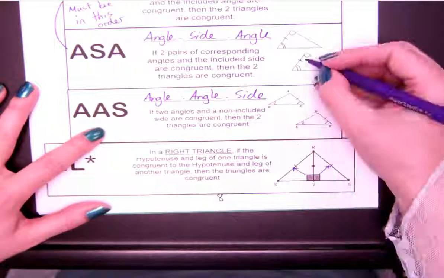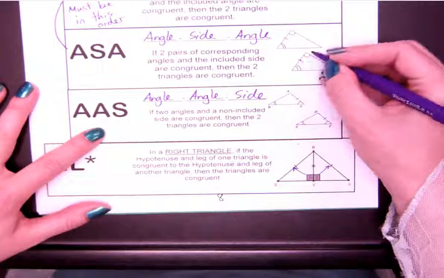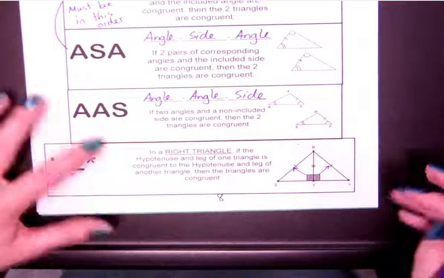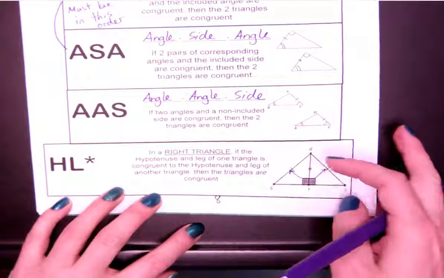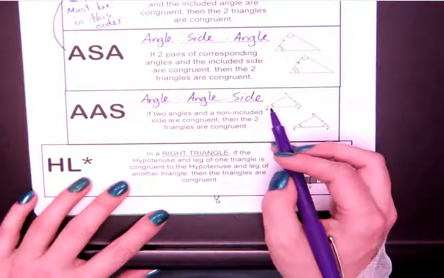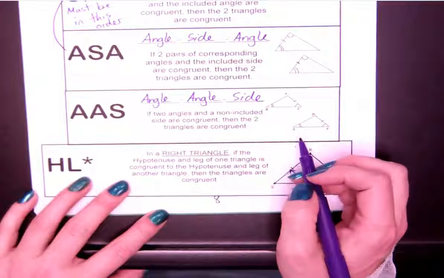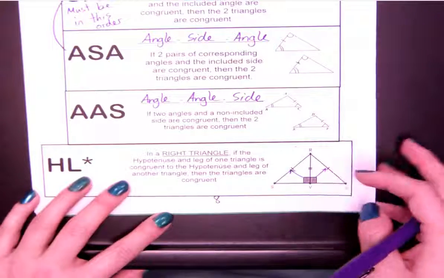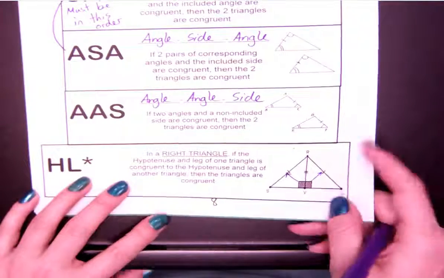Yeah, so see how here the side is in between those 2 angles? And here the side is over to the side. So it's just the order of it. Making a little more sense? The order matters, because it's what proof are we using. So you just have to pay attention to the order of it. Alright, can we go on?